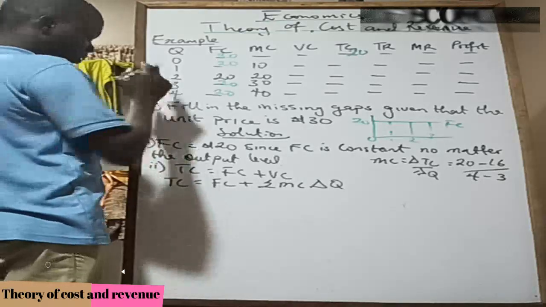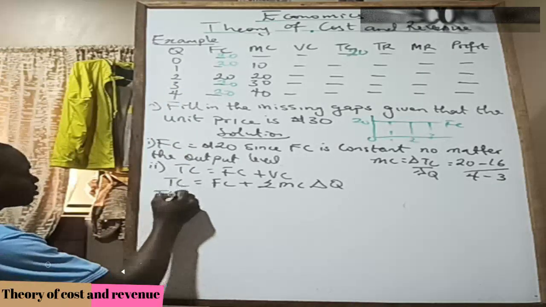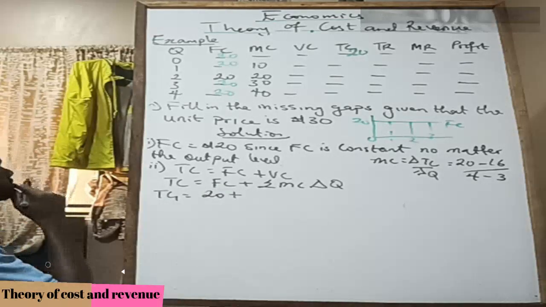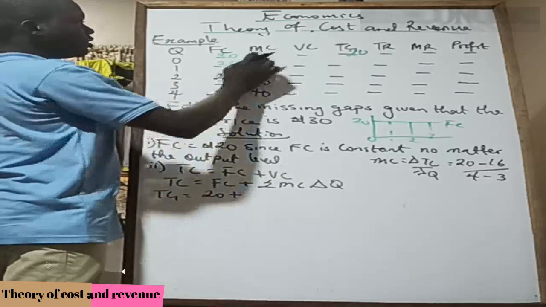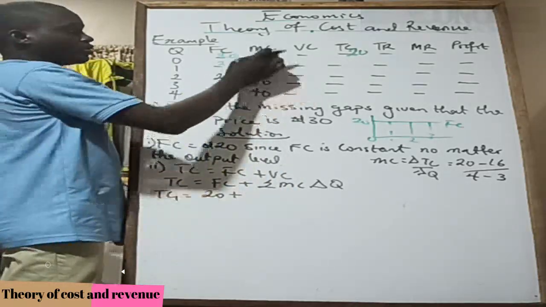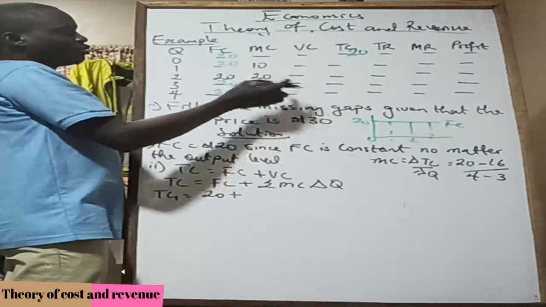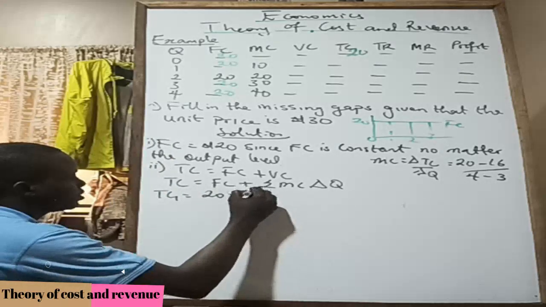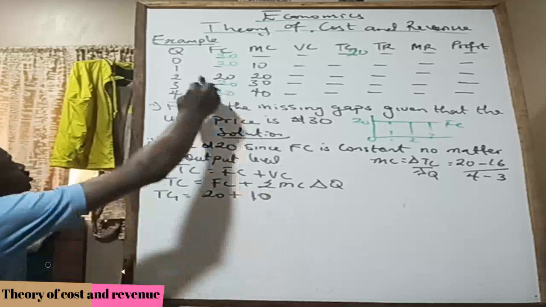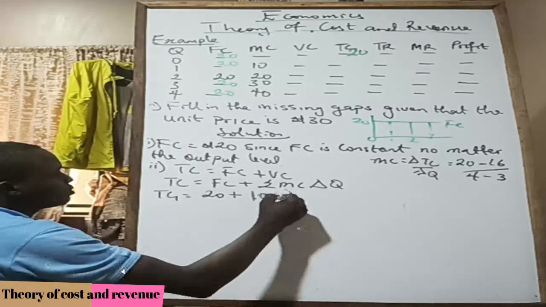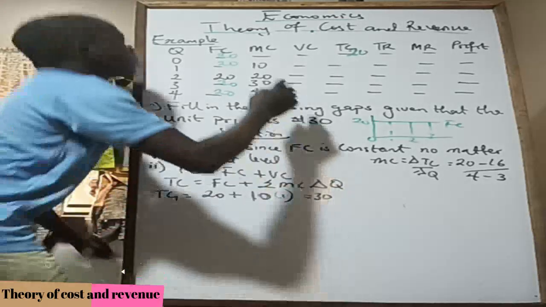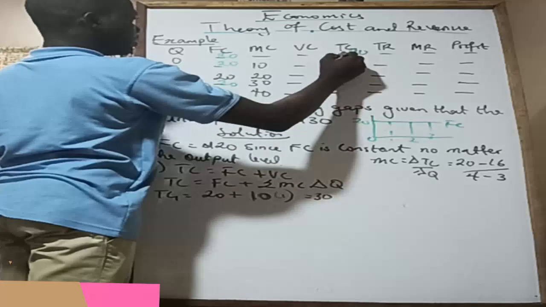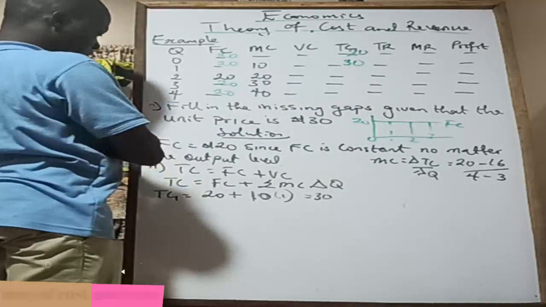Okay, so TC1 equals FC 20 plus the sum of MC. So at TC1 you have just MC. What is here? 0. So 0 plus 10. Then MC 0, but let's leave it out. So what you just have is 10. The only MC you have here is 10. So 20 plus 10, and our change in Q is just 1 minus 0, so 1. And then this gives you 30. So what we have here is 30. Then we proceed.